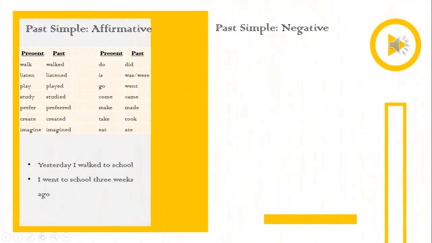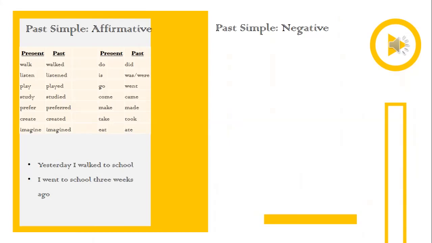In our last video, we talked about the past simple in both the positive sentences and the negative sentences. For the past simple in a positive sentence, for most of the verbs we simply add ed. Walk, walked. Listen, listened. Some verbs that end in y, like play, you also add ed. But some verbs like study, you change the y into an i and then you add ed. Other verbs like prefer, you add an extra letter before you add ed. Verbs like create and imagine, you just add a d.